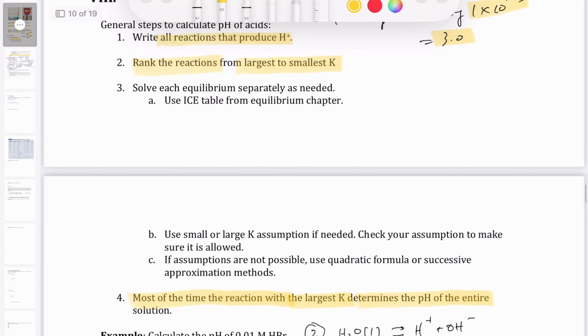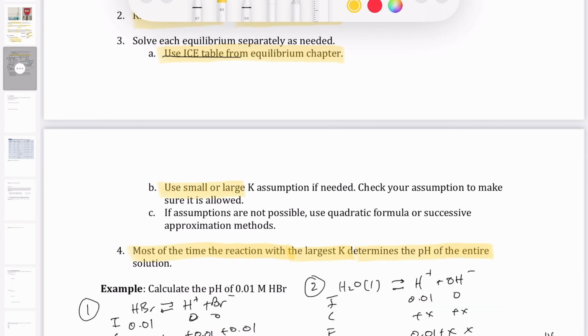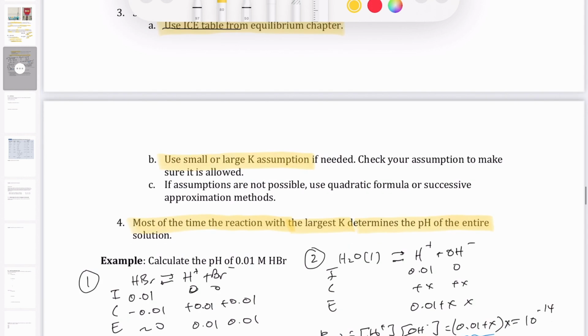All right, now let's talk a little bit about number three there, the mathematical part of it, which is how do you solve these problems? Well, you're going to go with the methods of equilibrium that you learned in prior chapters. We're going to use the ICE table, and then when you are able to, you're going to use either a small or large K assumption. And we'll do examples where we can use one or the other assumption. And as always, you want to check your assumption to make sure that it's allowed. So there's that 5% error cutoff that we want to keep in mind. And then lastly, if assumptions are somehow not possible, then you have to use your direct methods, which is either the quadratic formula or successive approximation.